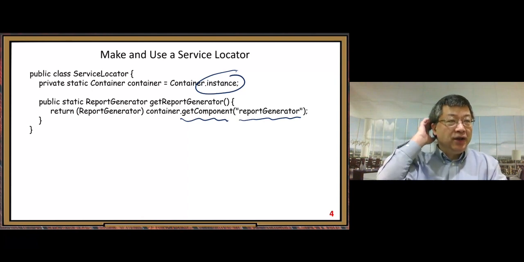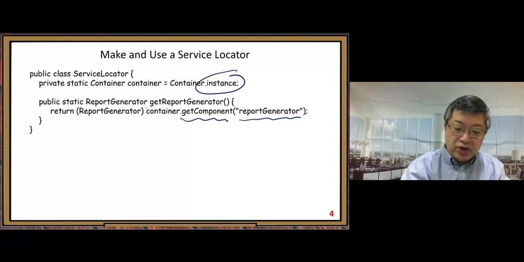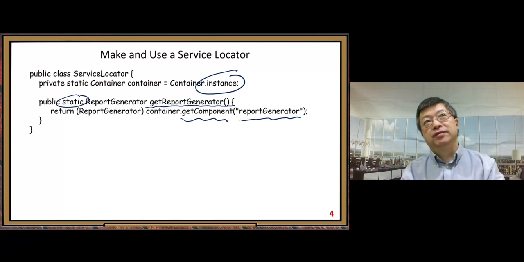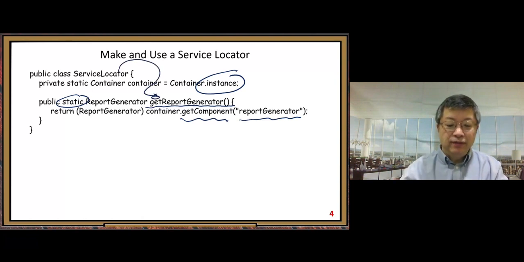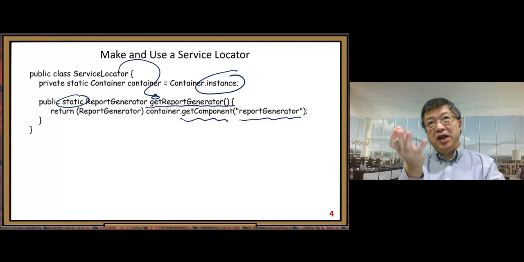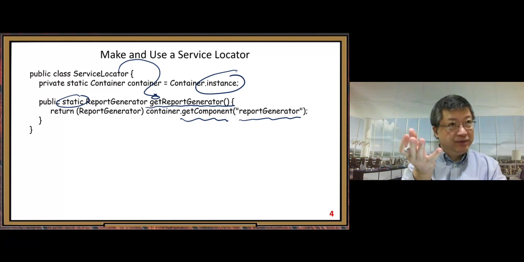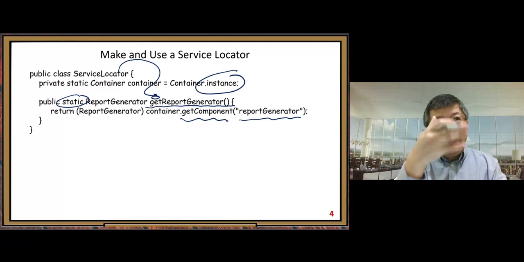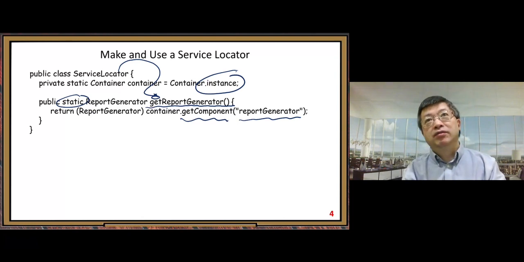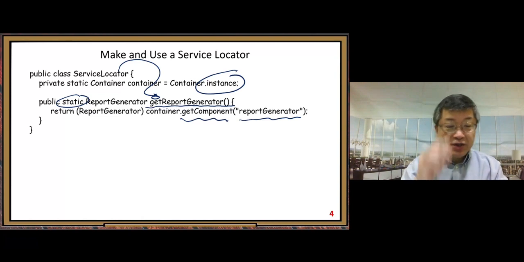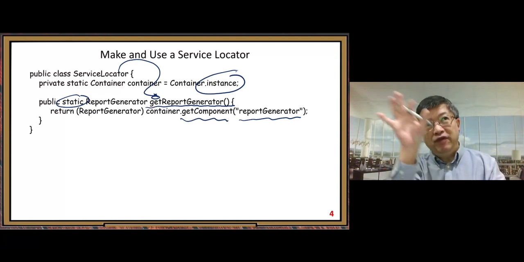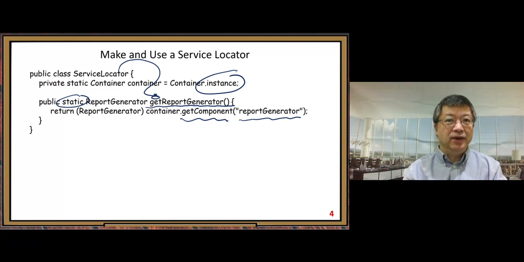Here in your service locator, you just create this get report generator static method. So you can call this method directly through its class name. That's the static method. You do not need to create an instance variable to call it. Although you can, you do not have to. This way is a little faster.